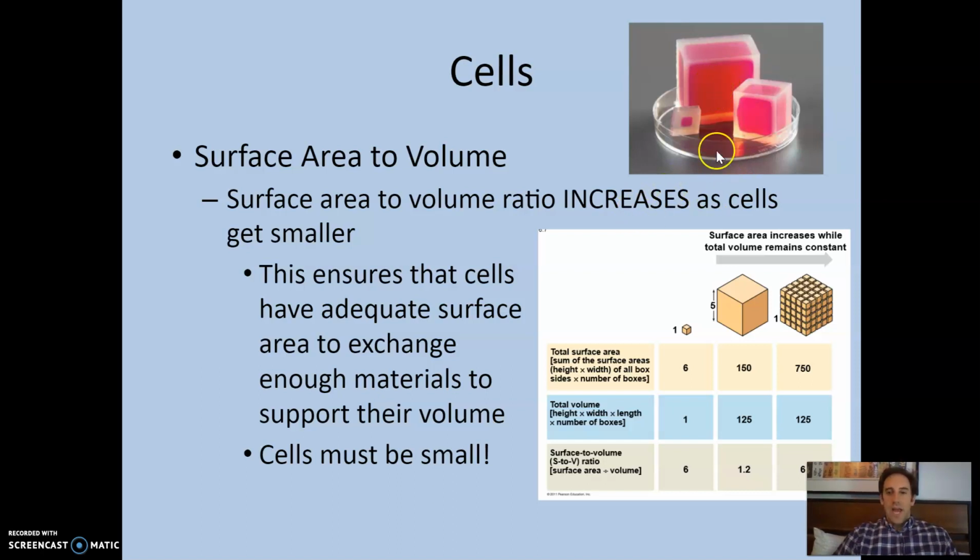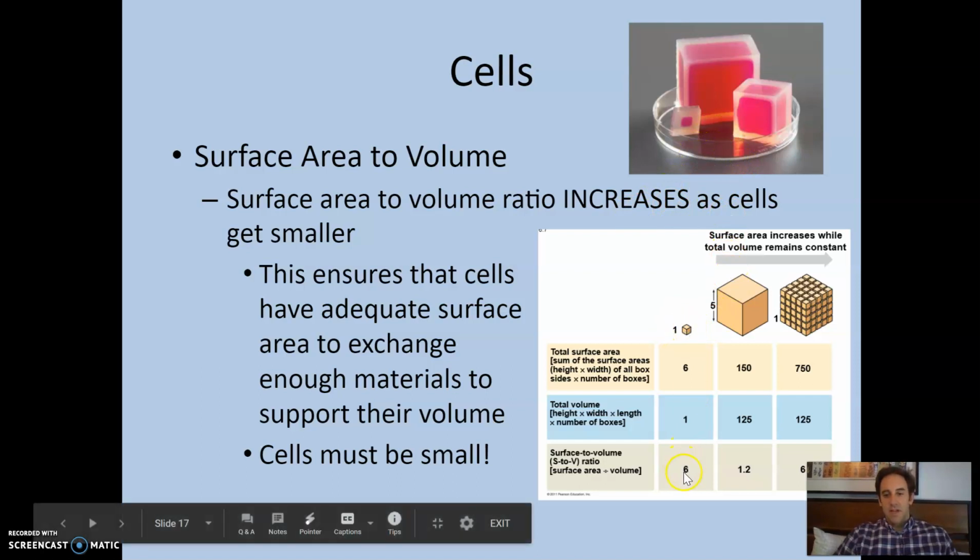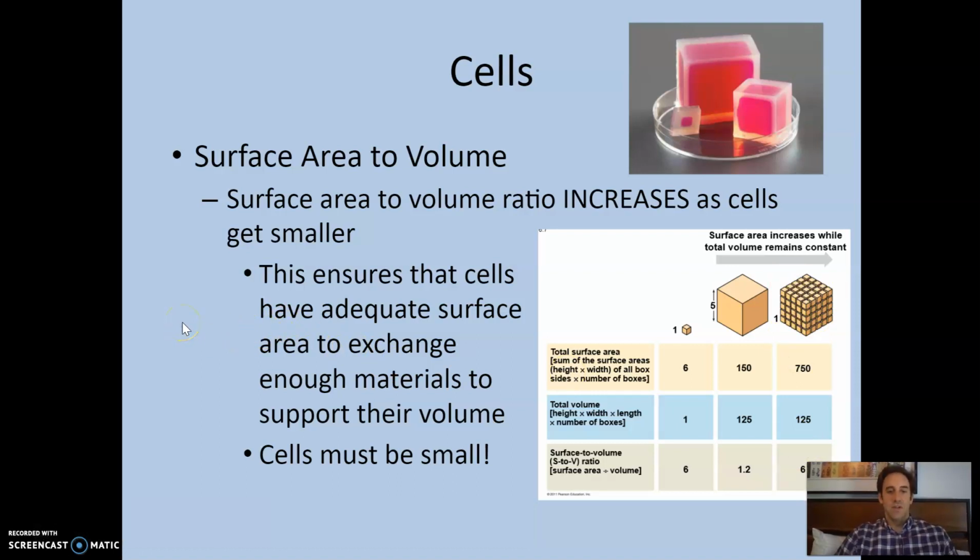And so having lots and lots of very, very small cells means that you have a high surface area to volume ratio. If you have a large cell, the surface area to volume ratio is teeny, but if you chop that large cell into tiny cells, then your overall surface area to volume ratio is huge. And so this is better because it ensures that cells have an adequate surface area to exchange the materials they need to support their volume.